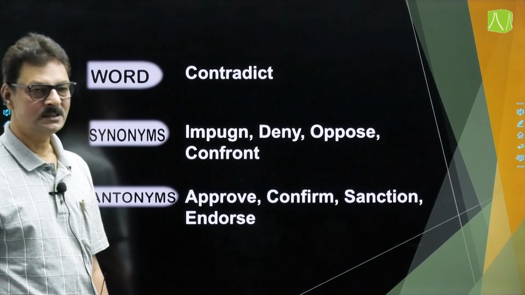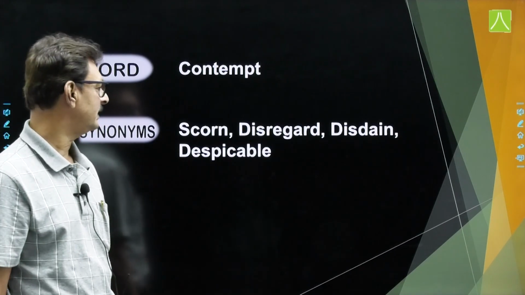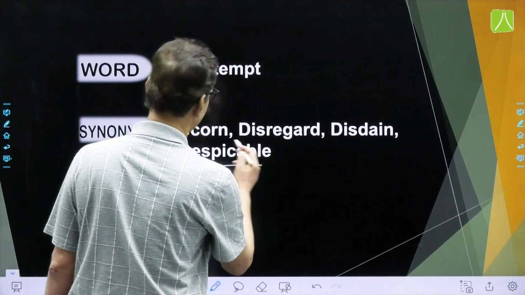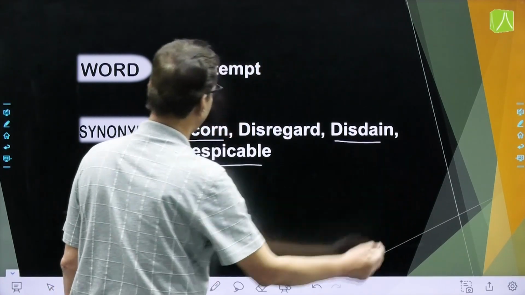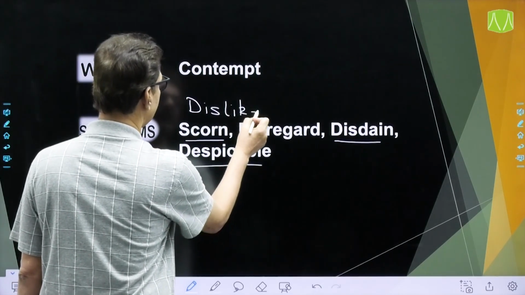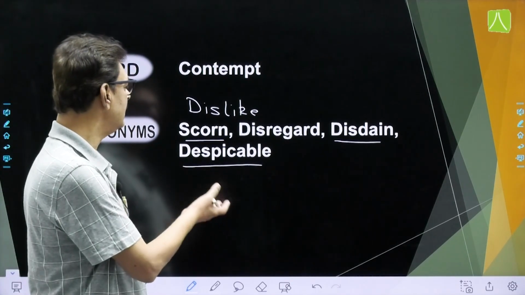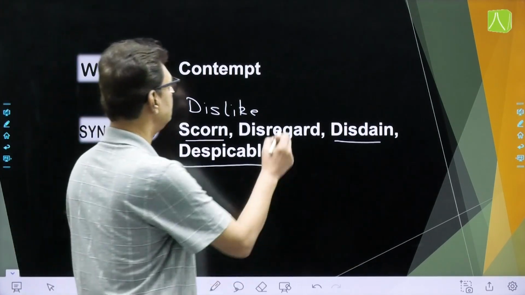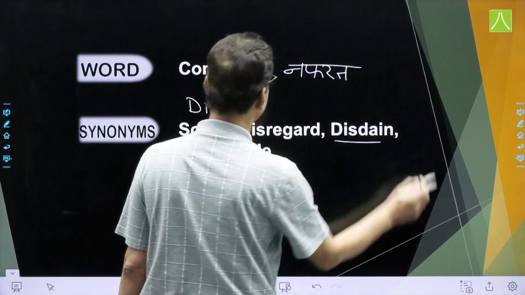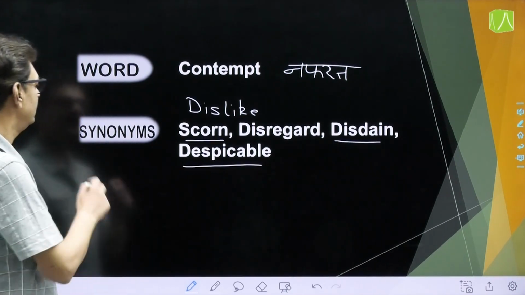Moving on with some more words. Contempt. Contempt is dislike, scorn, despicable. Some better words I am giving. अब थोड़ा सा level change हो रहा है. Disdain. Contempt, simple word meaning dislike, but the other words despicable, which you despise. Yes, despise is hate, dislike, nafrat. So contempt becomes nafrat. Disdain, despicable, scorn are some synonyms of this word contempt.